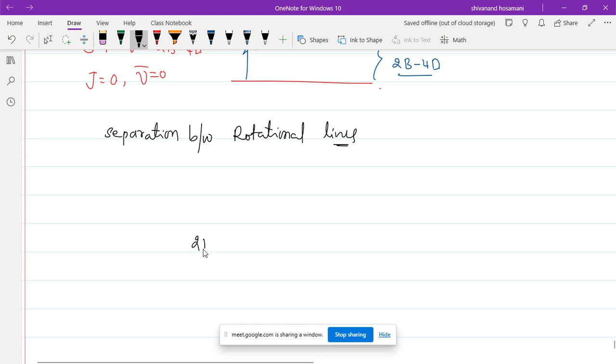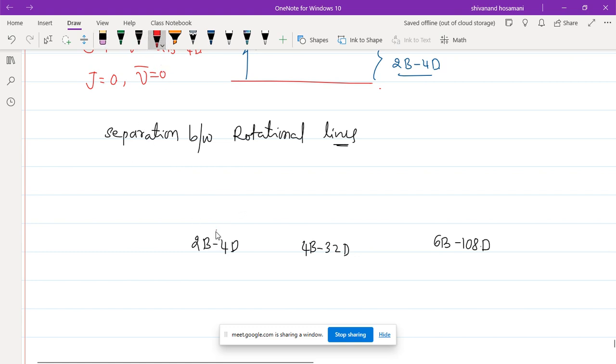One is 2B minus 4D. Next is 4B minus 32D. Next is 6B minus 108D. Look at the separations. Separation between these two lines. There are lines here. Separation between the lines is different than separation between levels.